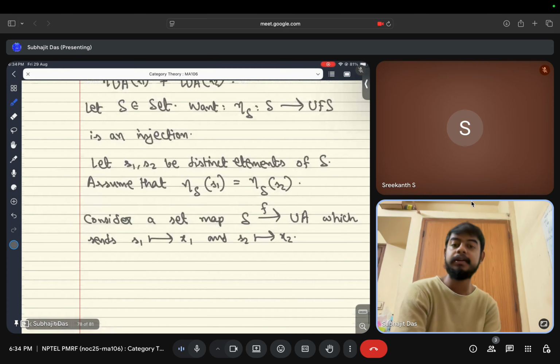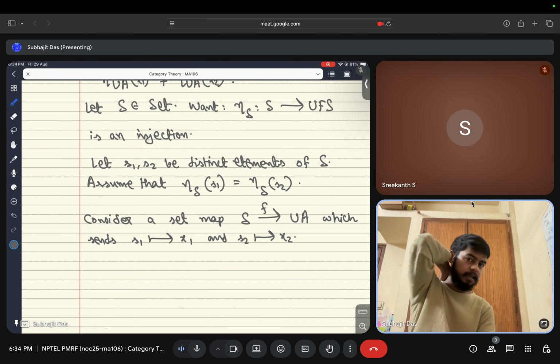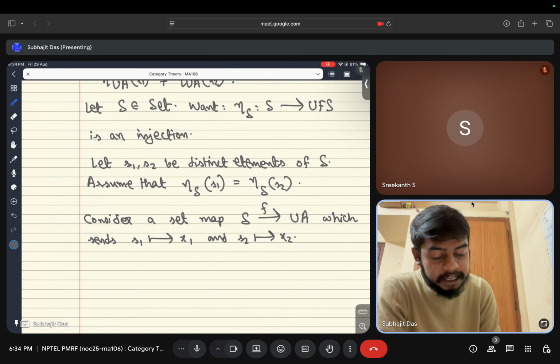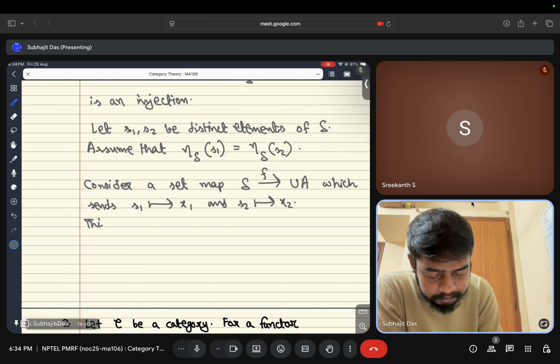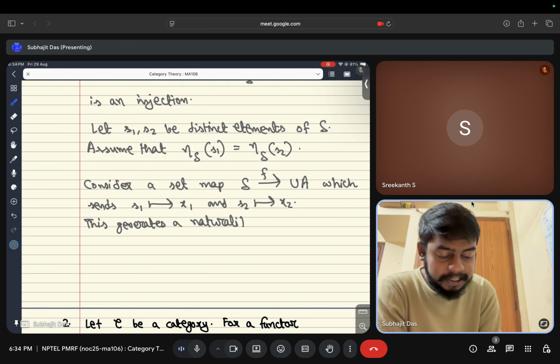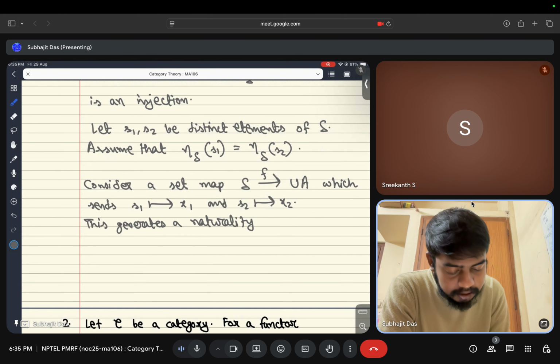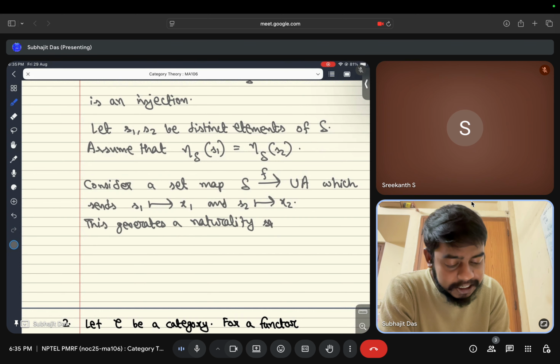We can do this because x1 and x2 are distinct elements and S1 and S2 are also assumed to be distinct. I'm not sure exactly if this would work, but let's see. So this generates a naturality square. By the way, the map F on other elements of S is defined as you want. You can maybe send all elements except S2 to x1. So this generates a naturality square.